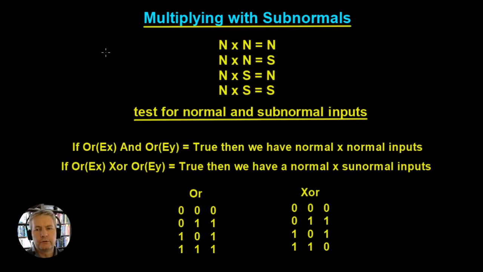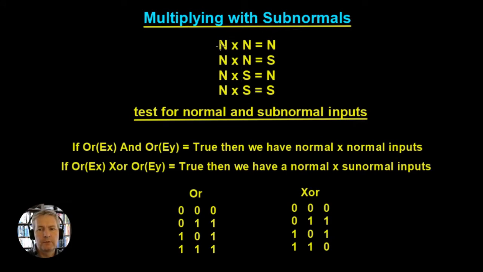Let's now introduce the subnormal numbers. What we've seen in the previous video was a normal number times a normal number giving a normal number. But as soon as we introduce another type of number, which we call our subnormal numbers, then we're not going to just have one output, we're going to have 4 different outputs here.